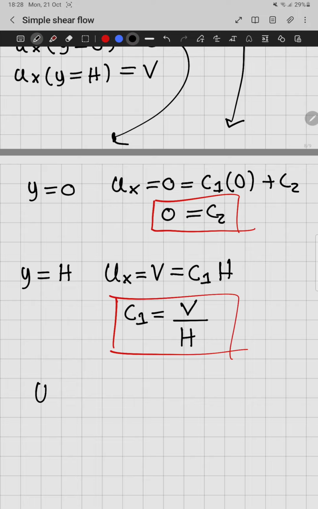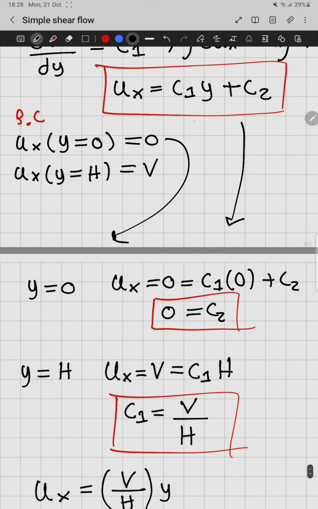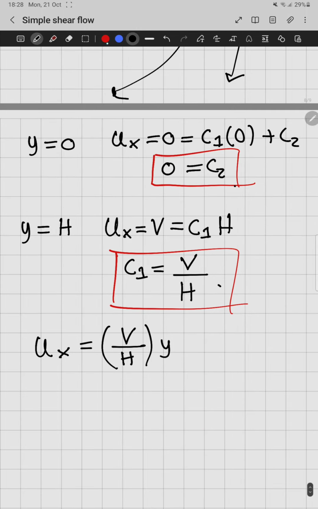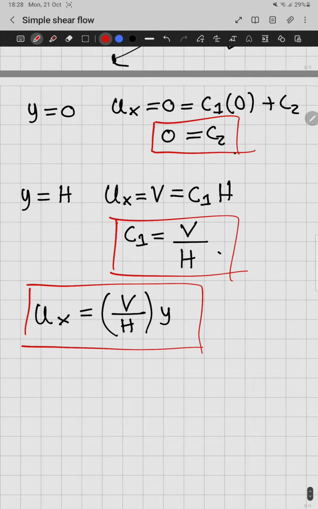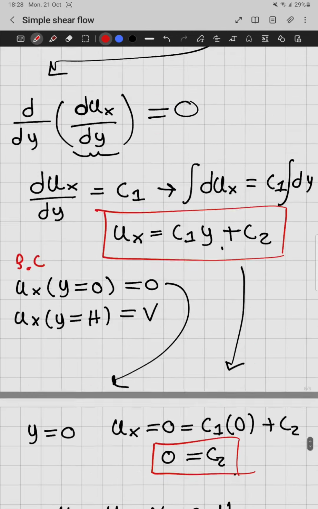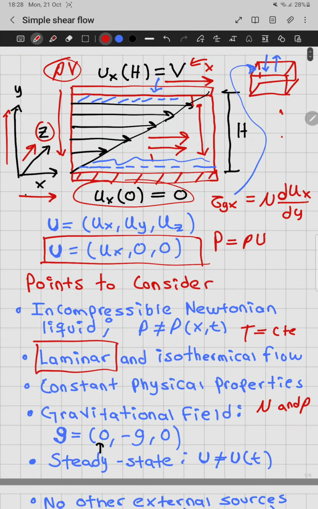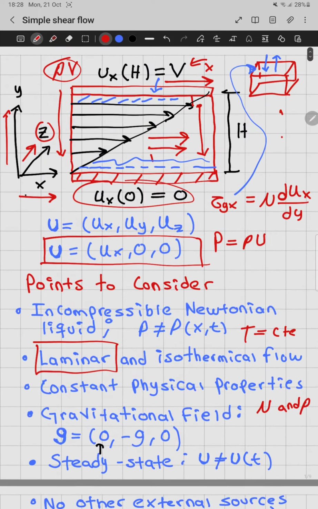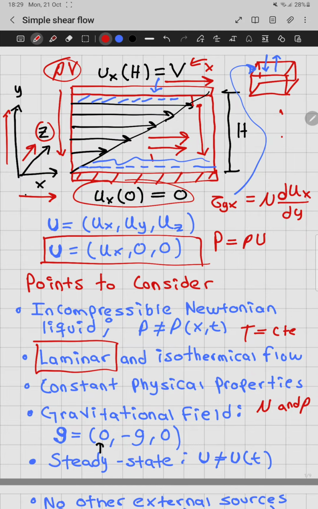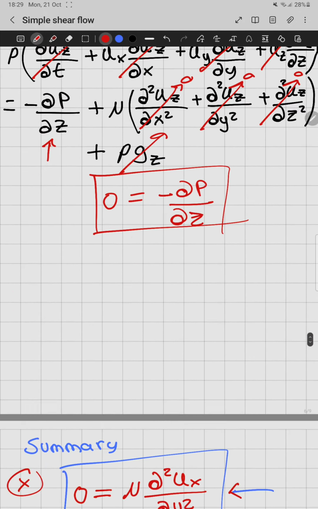So that means that our velocity field is equal to ub over h multiplied by y. So we substitute C1 and C2 here. So this is our velocity field. This is what we were looking for. So that means that the velocity profile is going to be linear. So that's why I already spoiled the solution before here. So we will have a linear velocity distribution. So the closer we are to the bottom, the lower values of the velocity we will have.